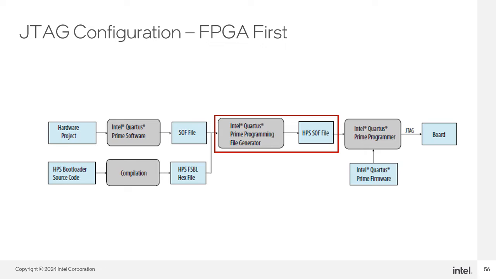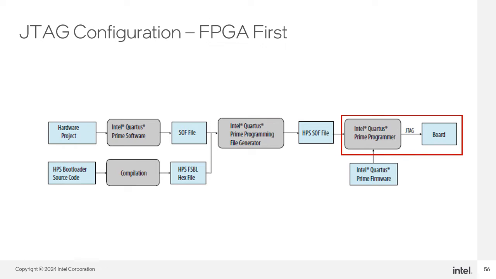SOF files that come from compiling hardware designs that have an HPS instantiated cannot be used directly to configure the device. Use the Quartus Prime programmer to configure the device over JTAG with the resulting HPS SOF file. The required firmware to run on the SDM must be downloaded onto the device by the Quartus Prime programmer.